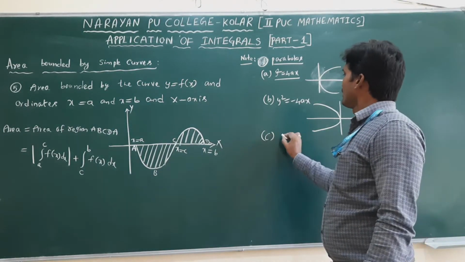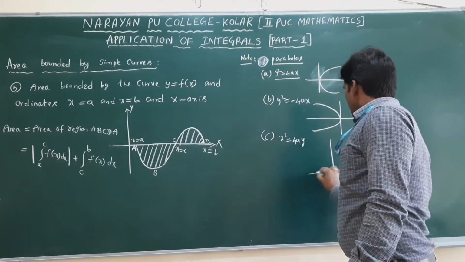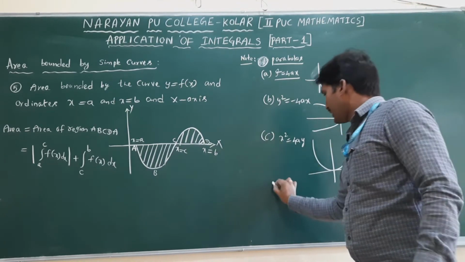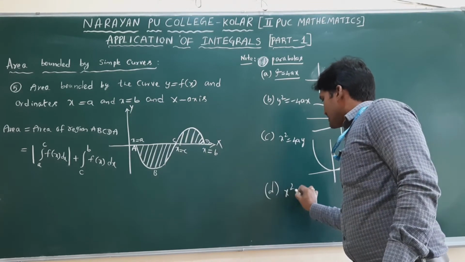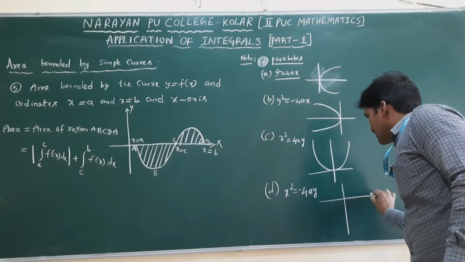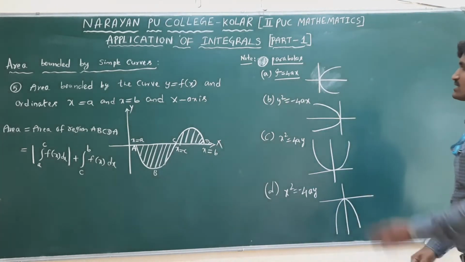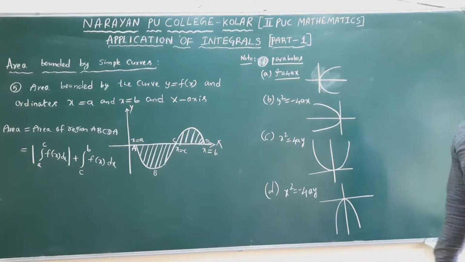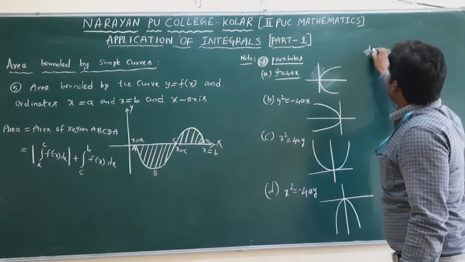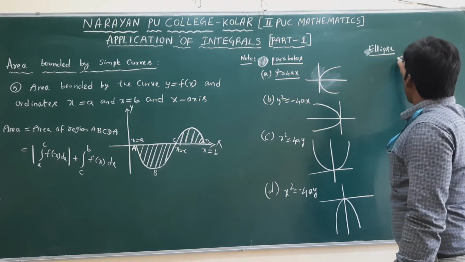Next, x square equal to 4ay. This goes upwards, toward the positive y axis. And the fourth, x square equal to minus 4ay, is below the x axis, like this. These are the diagrams of the four parabolas. You should remember them. And next, ellipse.